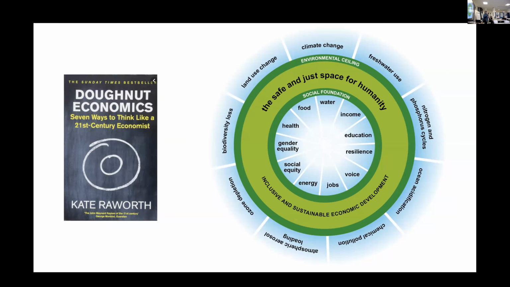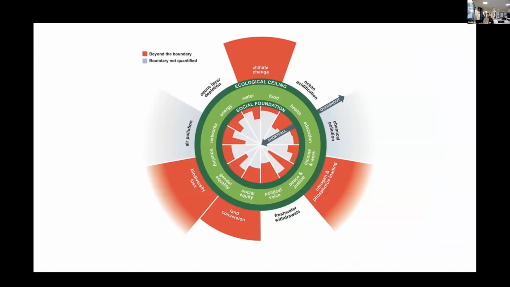Now, the challenge here, and I really like this diagram, is that in order to deliver this safe and just space for humanity, we shouldn't exceed the environmental ceiling. Okay, and I think this is a very good theory because it requires creativity and innovation. Why? Because at the moment we have a shortfall on delivering the very foundations of social equity, yet we're already exceeding the ecological ceiling. It's a very good concept of sustainability, right?